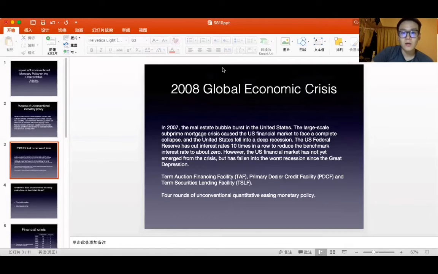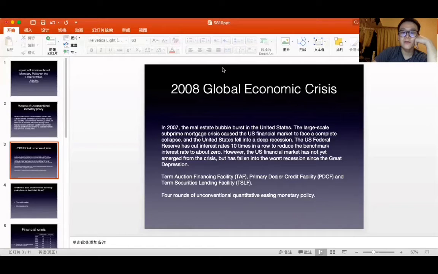So, what are the specific implementation conditions and their impact on the United States? Let us review the global economic crisis of 2008, which is a good case. In 2007, the real estate bubble burst in the United States. A large-scale subprime mortgage crisis caused the U.S. financial market to face a complete collapse, and the United States fell into a deep recession.